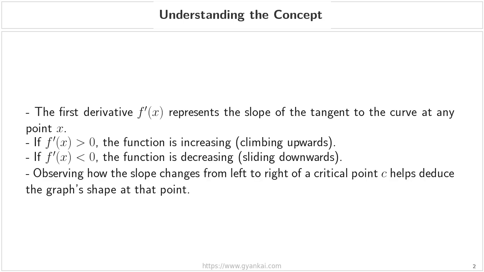By observing how this slope changes as we move from left to right across a critical point, which we will denote as c, we can deduce the exact shape of the graph at that point. This conceptual foundation is crucial, as it leads us directly into the specific working rules we will cover in the next slide to identify maximums and minimums.